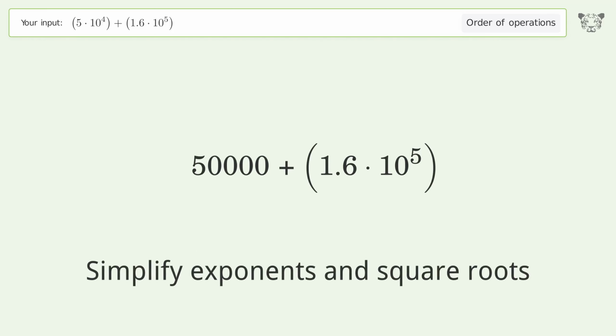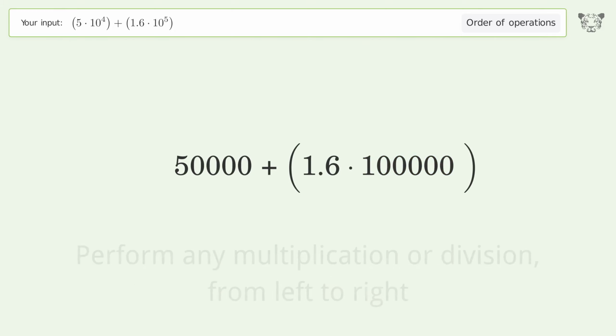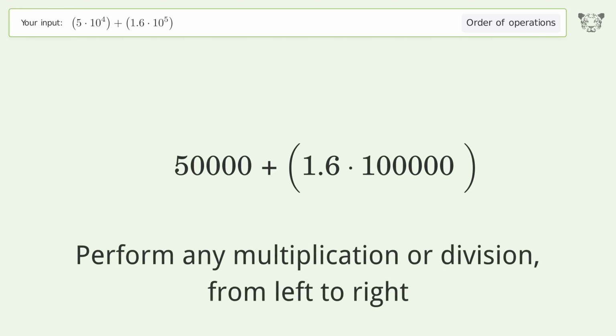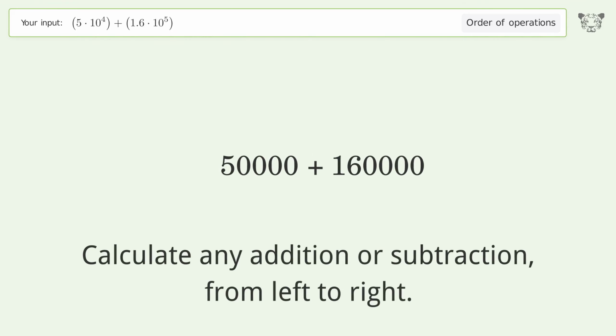Simplify exponents and square roots. 10 to the power of 5 equals 1,000,000. Perform any multiplication or division, from left to right. 1.6 times 1,000,000 equals 16,000,000. Calculate any addition or subtraction, from left to right.